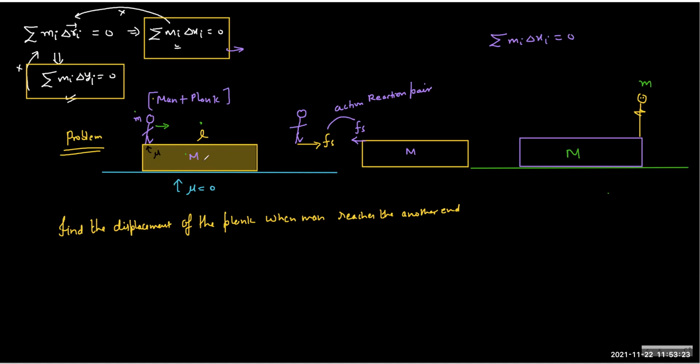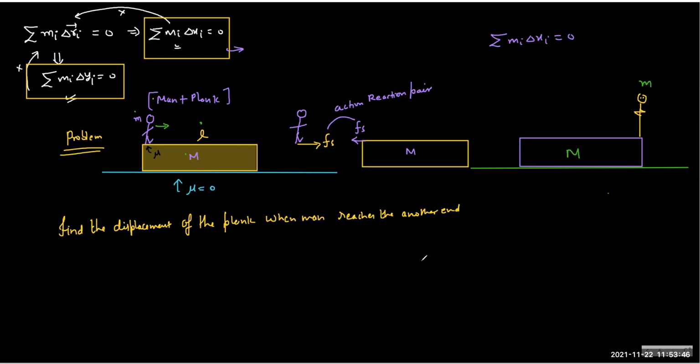Sir, the plank has traveled in the left direction by small m into L by capital M. Hmm. But that is not the right answer. So something has gone wrong. Can you identify what has gone wrong?